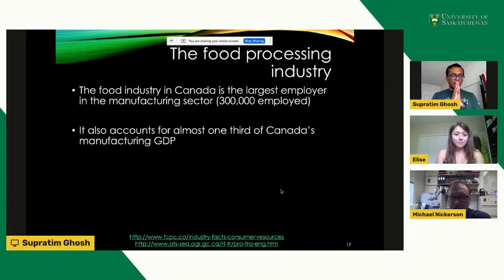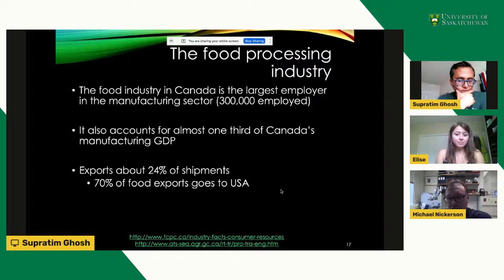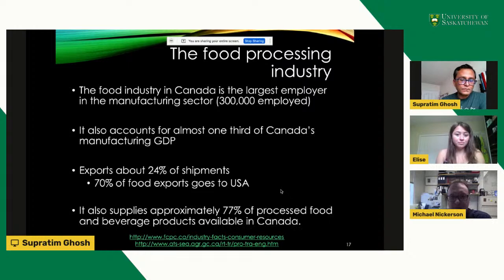We export about 24% of our shipments, and most of that goes to the U.S., so that's our biggest export market. But this is a really big industry. Approximately 77% of processed food and beverages are produced in Canada. And I'll show you a slide in the next one. I guess we can go ahead, Dr. Ghosh.